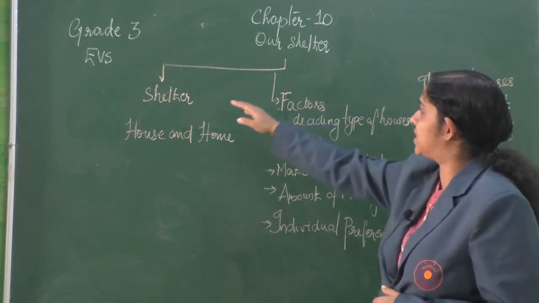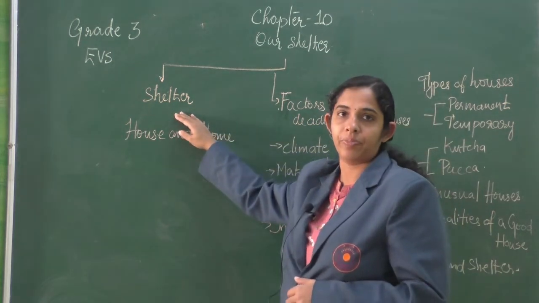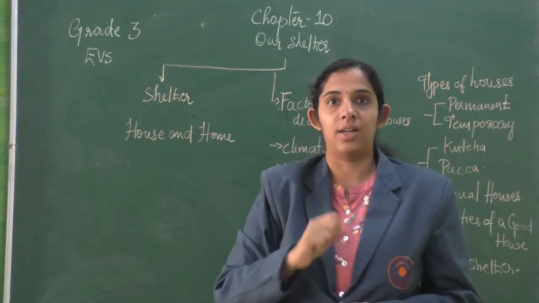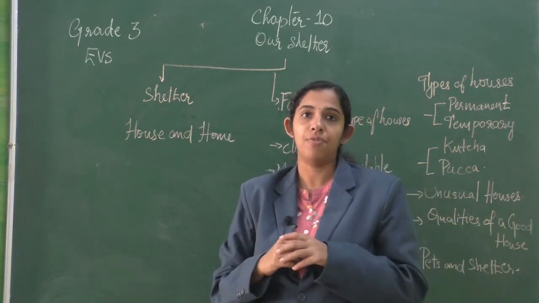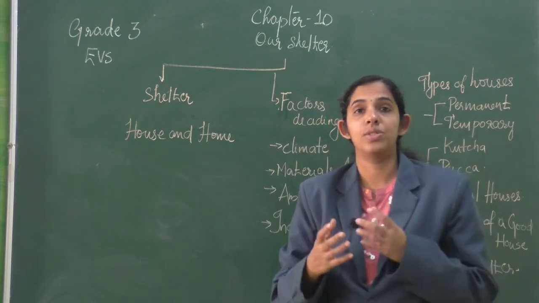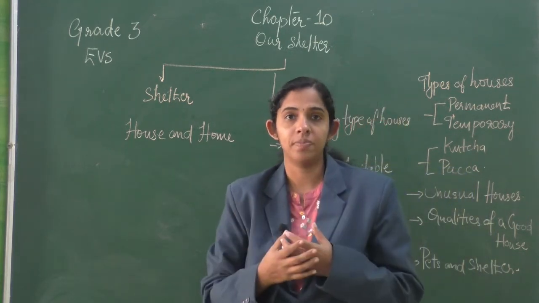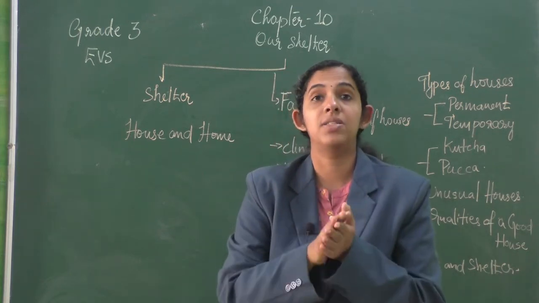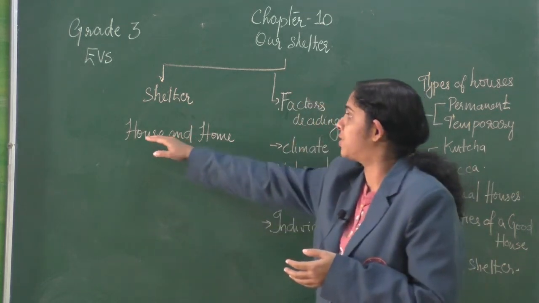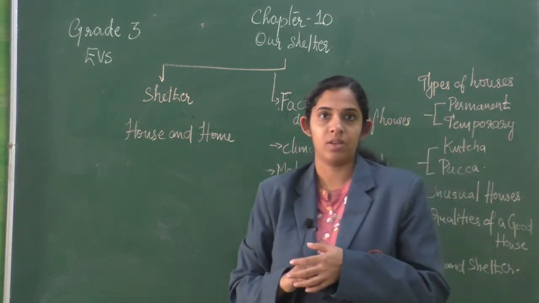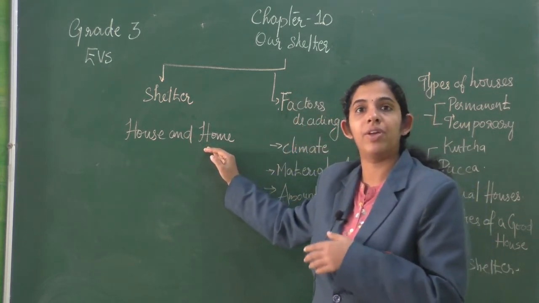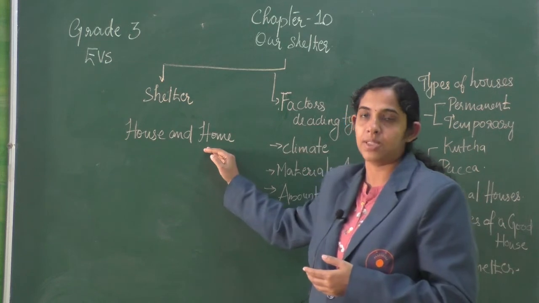In the first section of the chapter, we have discussed the term shelter. Shelter is a place which protects us from extreme weather conditions or keeps us safe from any kind of danger. So our homes, the houses we live in, protect us from extreme weather conditions and keep us safe from external dangers. Next, we have discussed the difference between a house and a home. A house becomes a home when we live together with our family members.